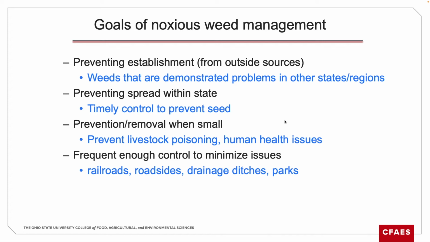Prevention or removal when small. And again, when you have livestock poisoning or human health issues, your problem is when you get plants large enough that they're having that type of impact. So ideally you're controlling these when they're small, before they have the ability to have that kind of impact. And then for some, the management is frequent enough control to minimize issues.